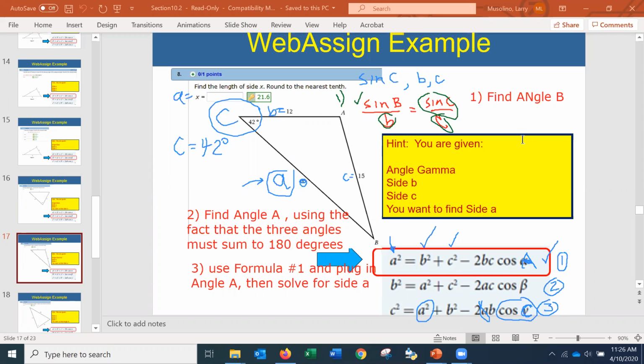Folks, this one is a little bit of a tricky problem because they really didn't give you in this problem exactly what you needed to use law of cosines immediately, right? Instead, you had to do some extra work and use law of sines to find angle B. Then once you knew angle B, that would let you find angle A. Once you knew angle A, then you had everything you need to use Formula 1 to find side A. Does that make sense on this one?